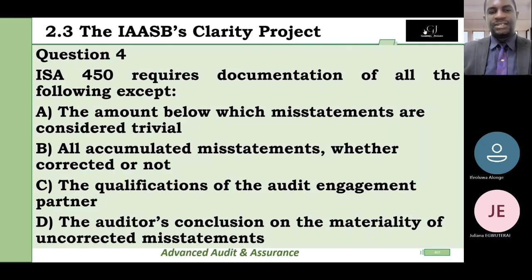Okay, C, the qualifications of the audit engagement partner. What's your pick? I pick C too, sir. I pick C. Okay, are you sure? Final answer. I said I pick, that's what I said. Okay, you pick. All right, I thought you said you think. Okay, both of you, final answer C.